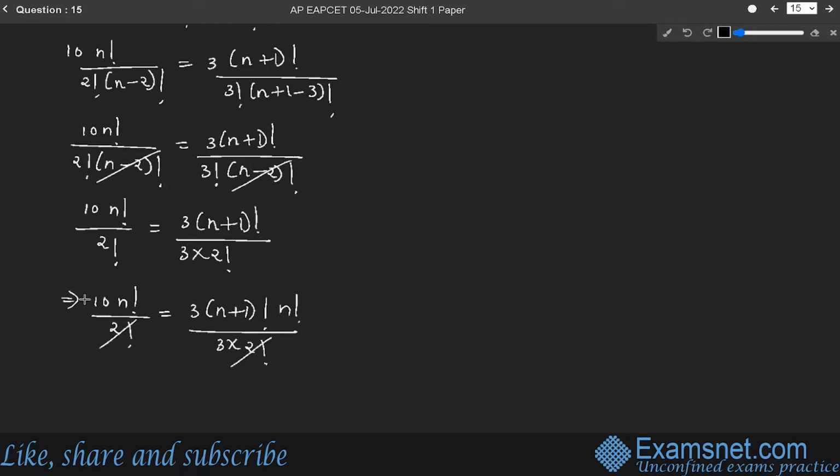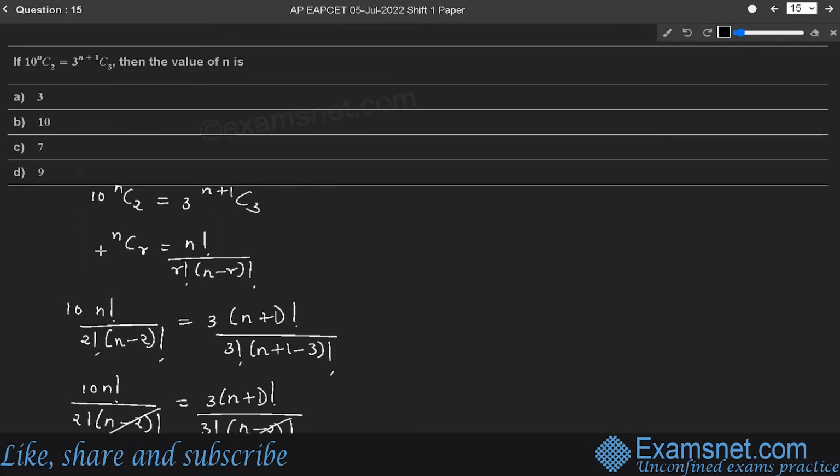2 factorial and 2 factorial will be cancelled. n factorial and n factorial will be cancelled. And 3 and 3 will be cancelled. So the remaining terms are 10 is equal to n plus 1. Therefore, n is equal to 10 minus 1. So n is equal to 9. So the required value of n here is 9. Therefore, we can say that option D is the correct option for this given question.